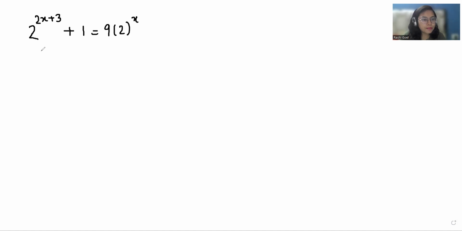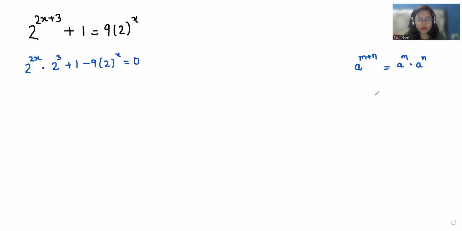So let's start. First we know the rule of exponent, that is a^(m+n), we can break it as a^m times a^n. So I'm going to use this. So we can write it as 2^(2x) times 2^3 + 1. I'll take this term to this side, so minus 9 times 2^x is equal to 0.